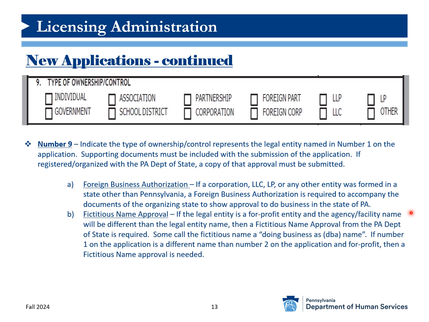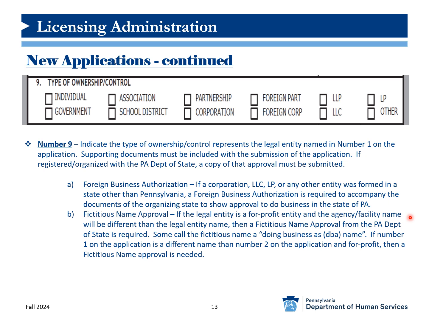For a fictitious name approval, some call this a doing business as name, or a DBA. In Pennsylvania, if you are a for-profit entity and you want to name your facility or agency something other than the legal entity name, then you are required to file that as a fictitious name and seek approval from the Pennsylvania Department of State for that.